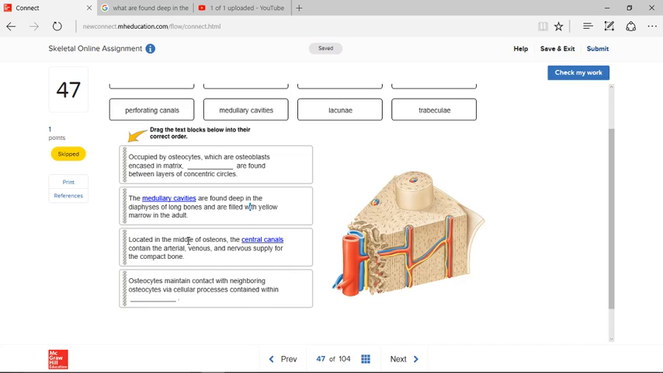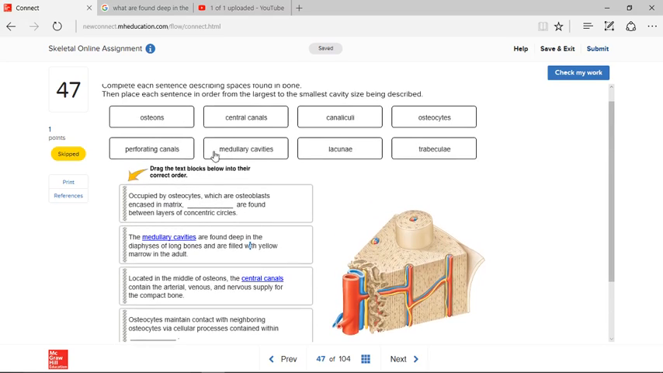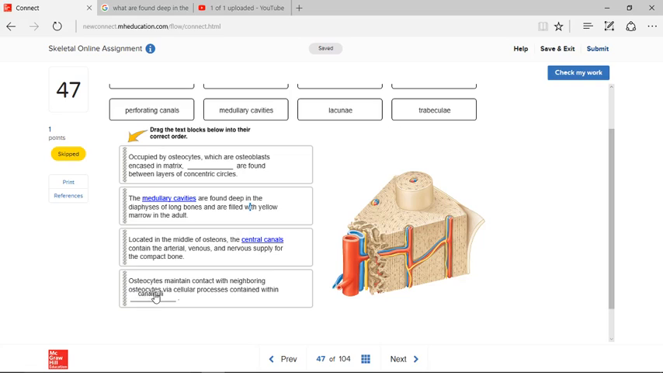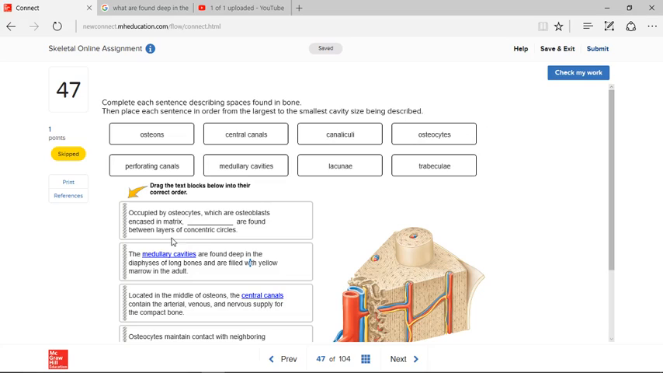Alright. Osteocytes maintain contact with neighboring osteocytes via cellular processes contained within. I almost want to say canaliculi, because that is where osteocytes exchange substances with nearby cells. That's what the canaliculi is. So we just got one more question, and then after this question, we're just going to have to move it to the next episode to continue. Occupied by osteocytes, which are osteoblasts encased in matrix. Blank are found between layers of concentric circles. So if we were to just look real quick, what are found?